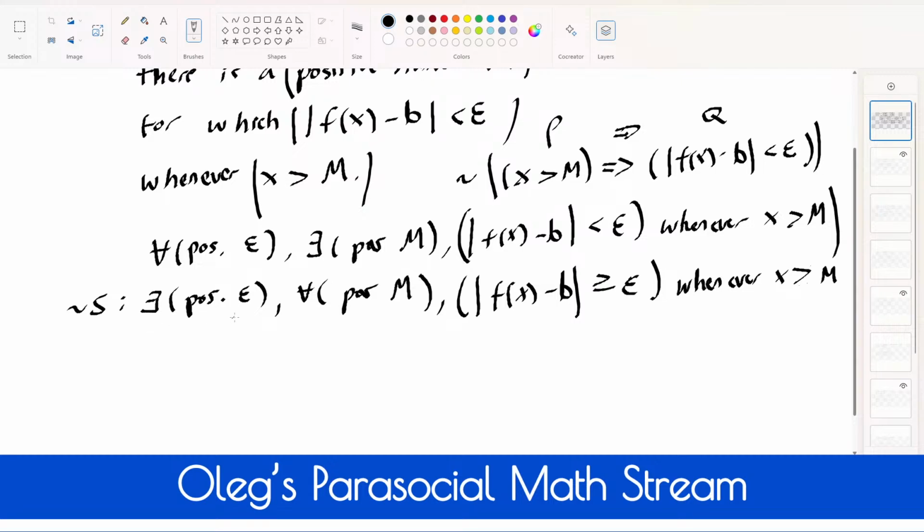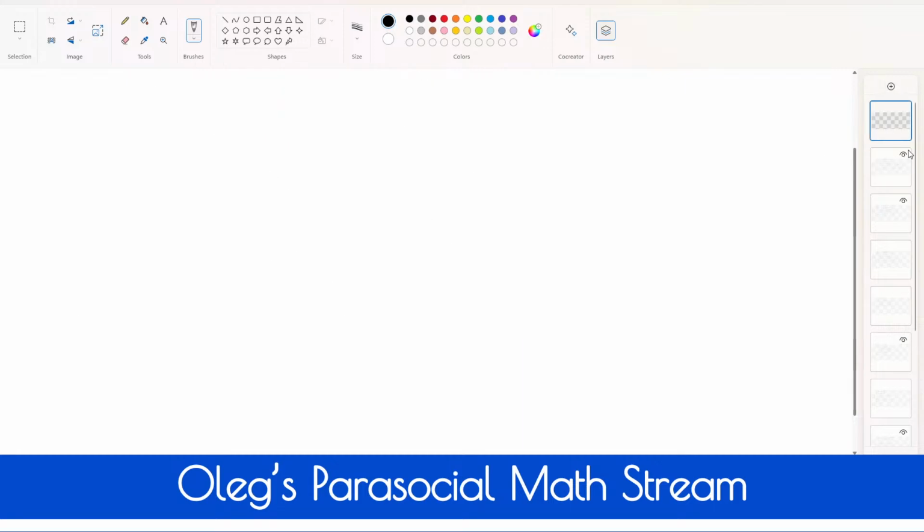So there exists a positive epsilon for all positive m's where the absolute value of f of x minus b is greater than or equal to epsilon whenever x is greater than m. Basically, that's what they did. Now, if you wanted to fully do symbolic logic, you can write this whole thing out. Let's just add another page here. It's getting a little tedious.